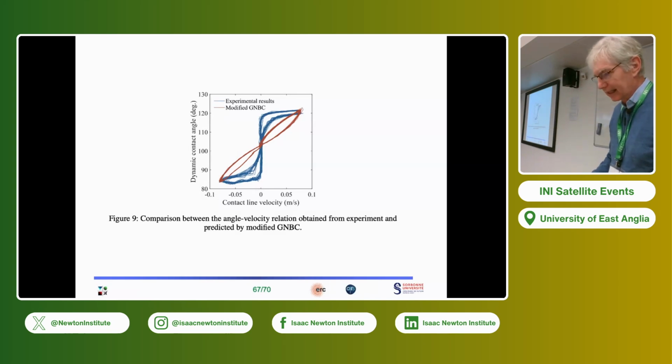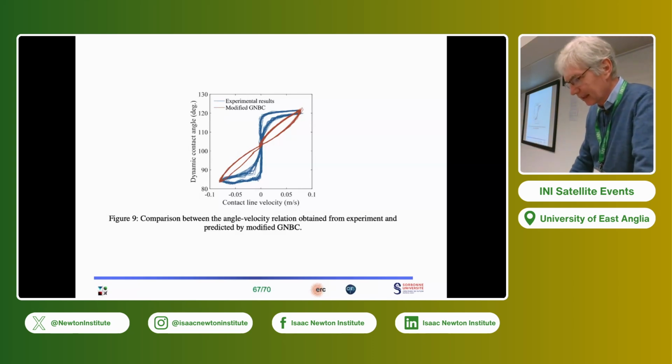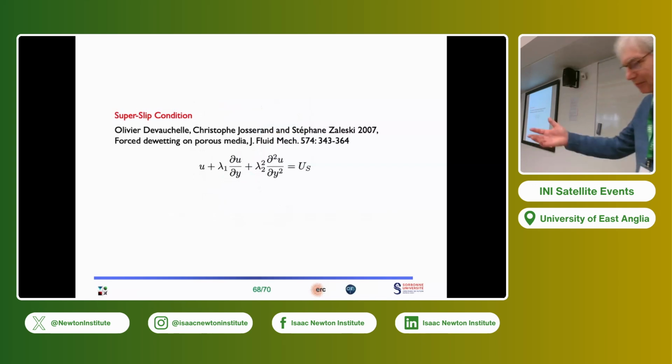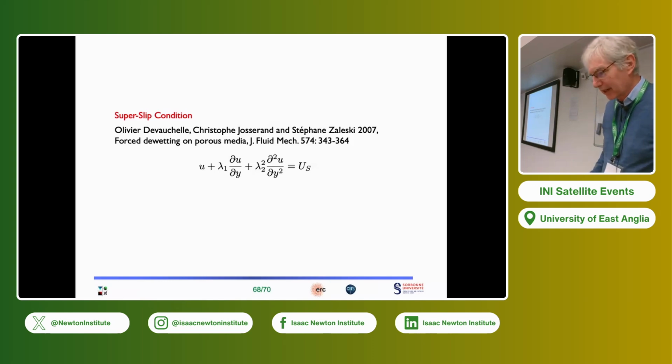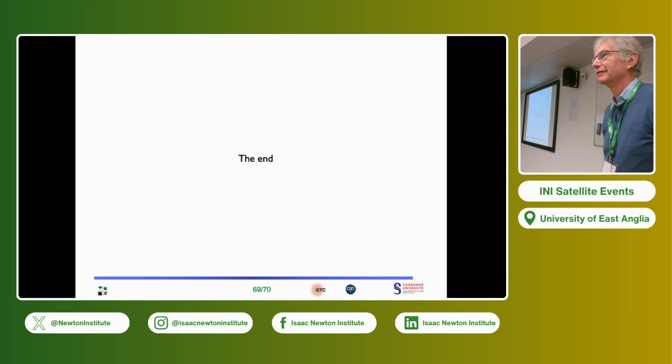What it means is that the angle is not predicted correctly because you probably have the wrong value of the contact line friction. But this is work in progress. There is another condition I have to mention because Christophe is here. We have the superslip condition, which is another variant like the GNBC, where instead of having just the first du dy term, we have a second derivative, and that is actually giving also good results for some problems. And that's the end of my talk.